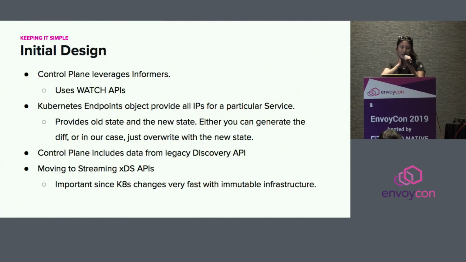So to go into quick details, the control plane leverages the Kubernetes informers, which use the watch API. That's basically syntactic sugar to handle the watch API events and parse them nicely into Go structs. We use the Kubernetes endpoint objects, which provide all the IP addresses for that particular service. It provides both old state and new state, and what we do is take the new state and merge that with any legacy IP addresses that are available, merge them all together, create EDS data and then send that out.